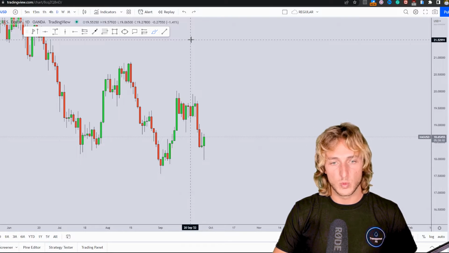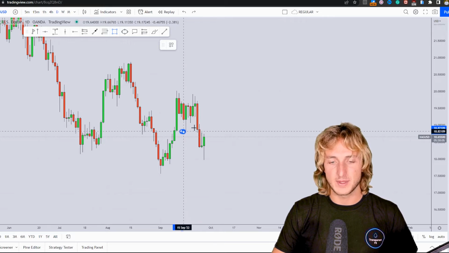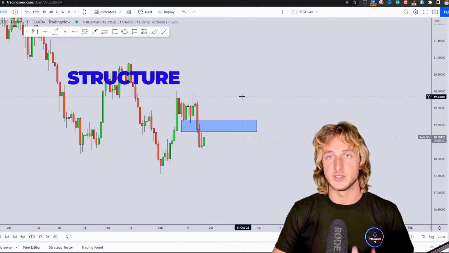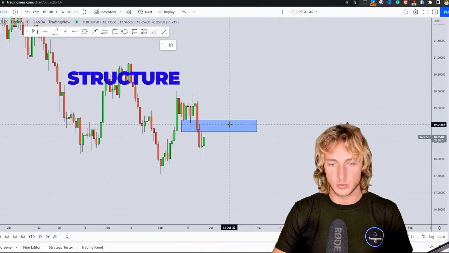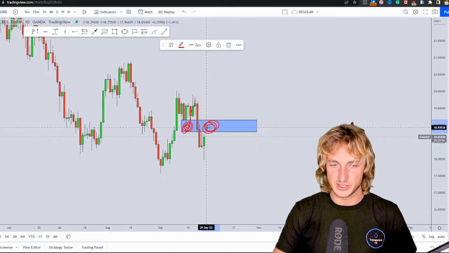However, at the moment, what do we have and how could we be looking for the next potential move? From a daily perspective, it's very important to identify structure. And this is the structure that we currently have. This is previous daily support, which is now turned resistance.